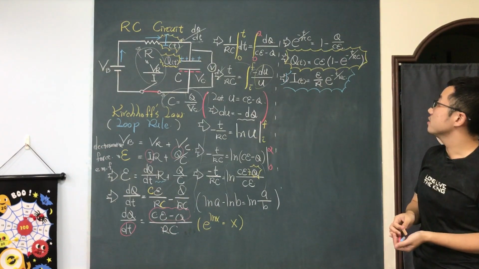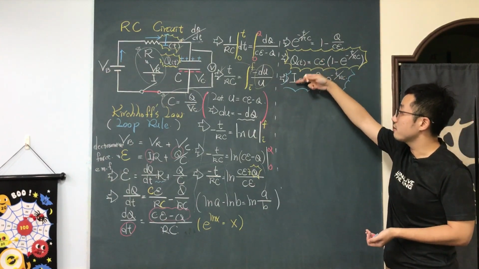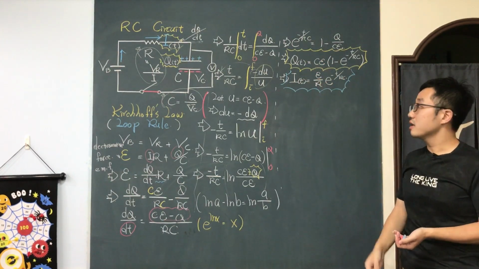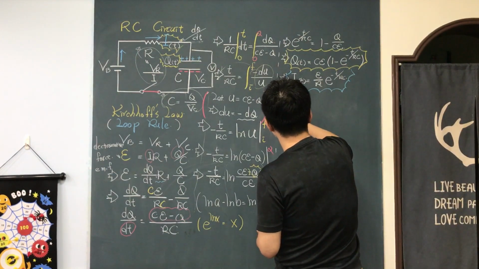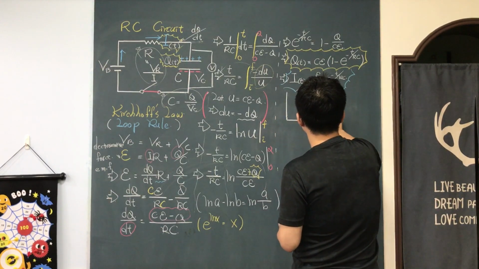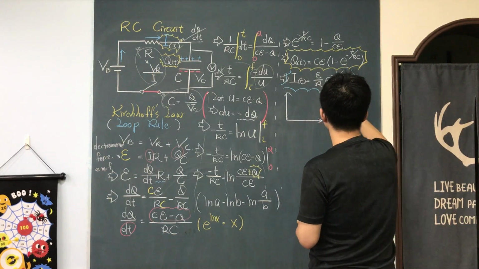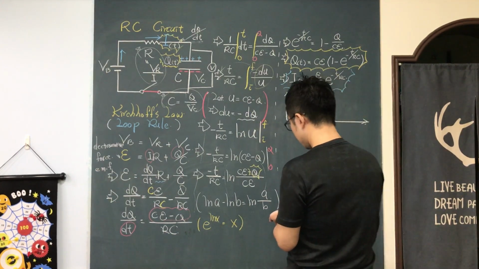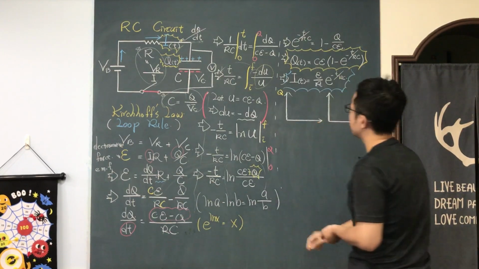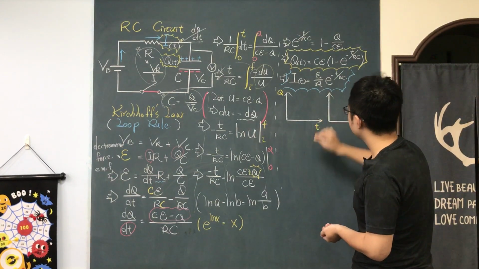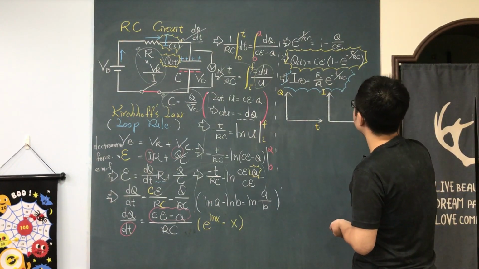So if you would like to graph these two functions, you want to graph the charge and the current as a function of time, yes, of course I can do that. So let me plot this diagram for you. For the first graph, this is the charge as a function of time, and on the right hand side this is current as a function of time.